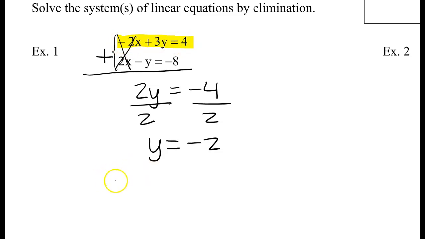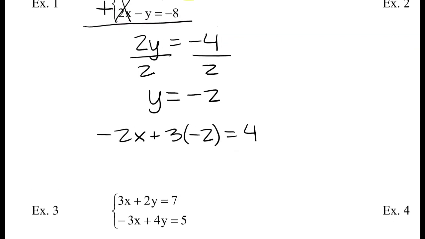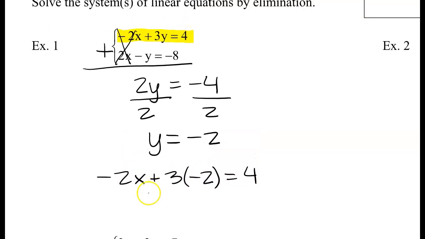So I'm going to copy everything down, negative 2x plus 3, and then instead of writing y, that's where I'm going to do my substitution. Instead of putting y here, I'm going to put negative 2, equals a positive 4. My goal here is to solve for x. Once I've solved for x, I finish the problem. So negative 2x plus 3 times negative 2. 3 times negative 2 is negative 6. So it becomes negative 2x minus 6 equals 4.